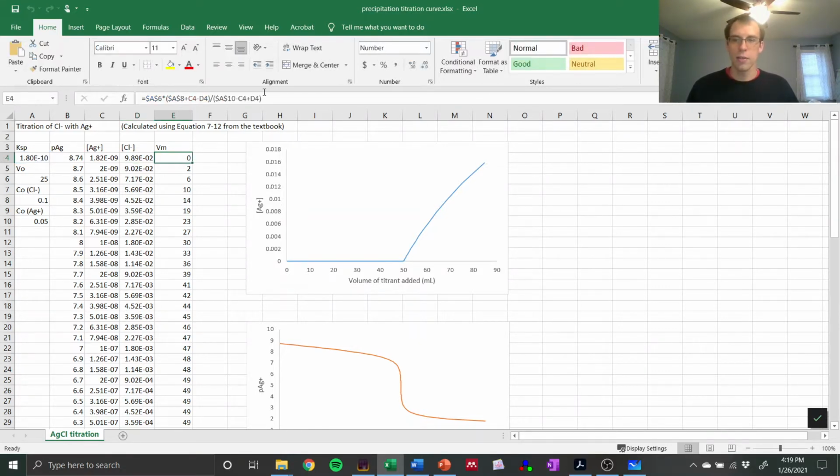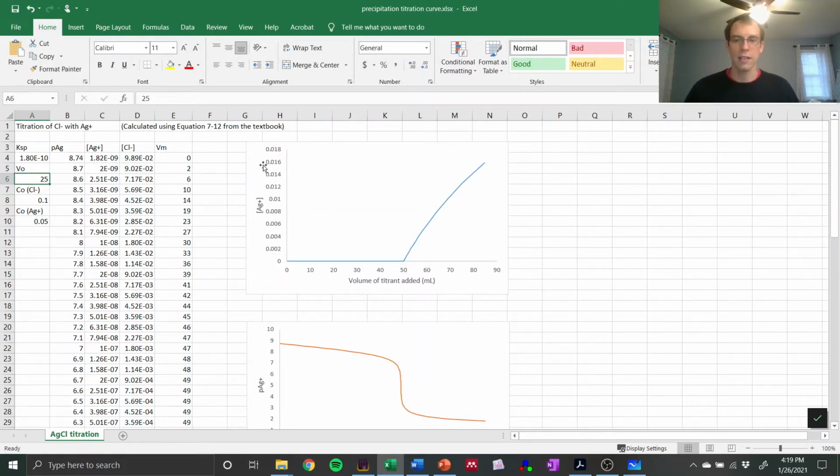And then this equation here is the one that we derived in the last video, equation 7-12. It has our initial volume times A8, our concentration of chloride, plus C4 minus D4. These are our concentrations of what was M and X. And then we have the same thing in the denominator here. And yeah, if I go ahead and change some of these.